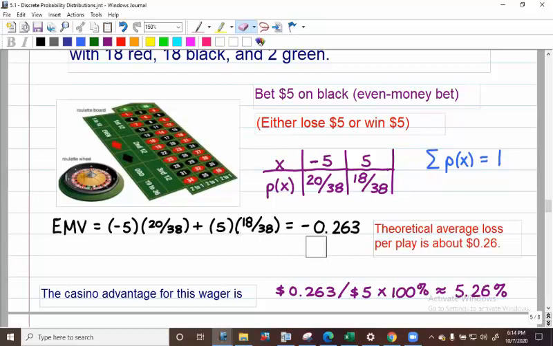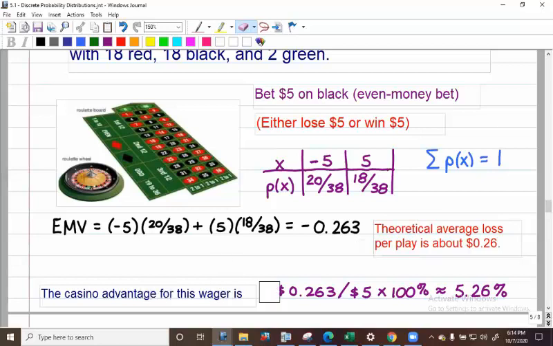And that number ends up being, in dollars, -0.263. So the theoretical average loss per play should be 26 cents. Now, you don't have to worry about that. I'll just tell you this calculation.